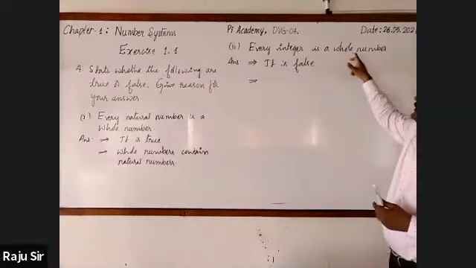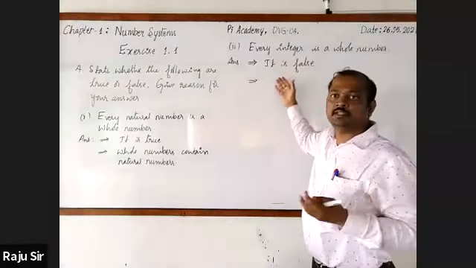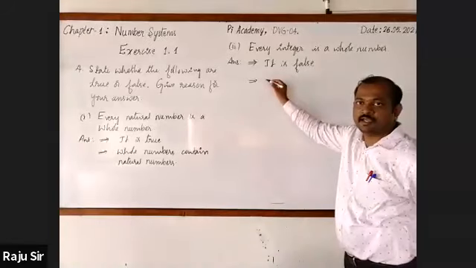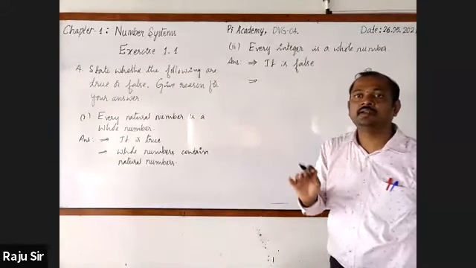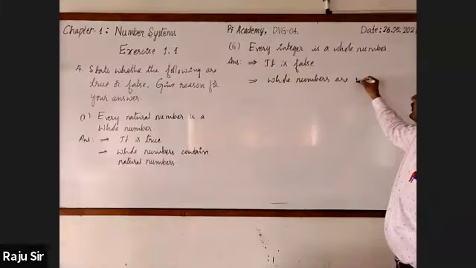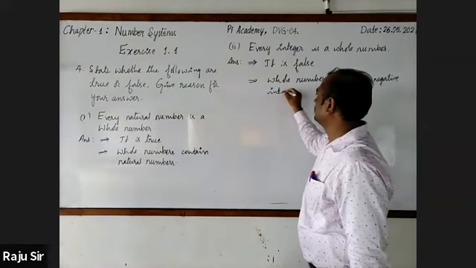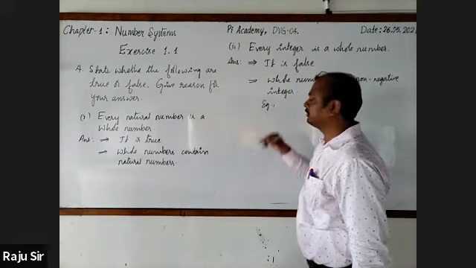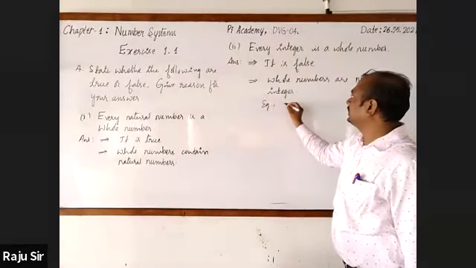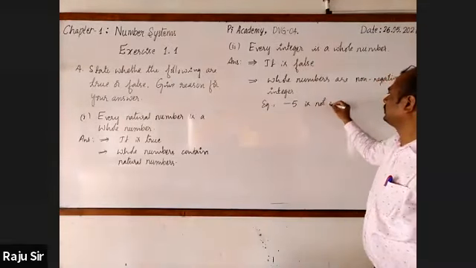See, every integer is a whole number. If you want to give the example, -3 is not a whole number. Or else you can also give the reason as whole numbers are non-negative integers. If you want to give the example, you can give. I take an integer that is -3, -5, whatever it is. -5 is not a whole number.